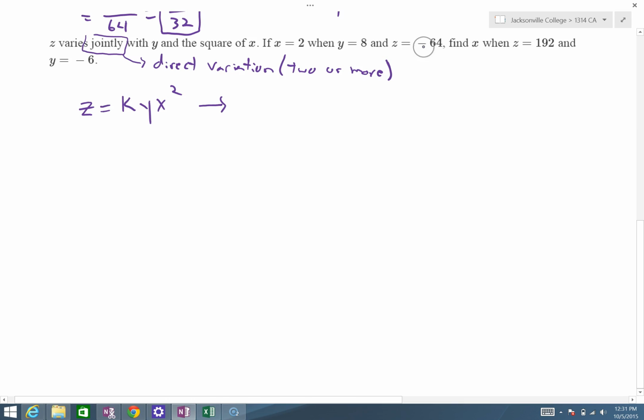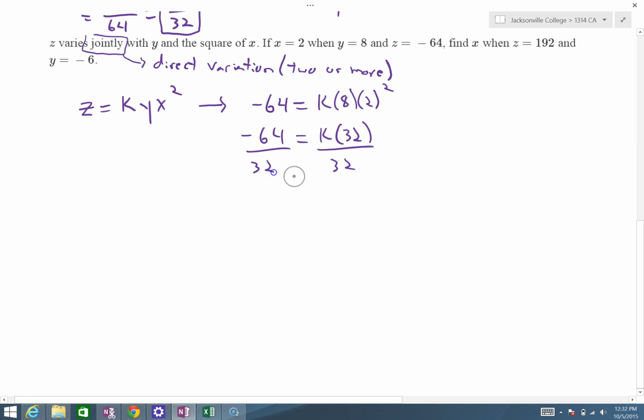It says z is -64. k I'm going to leave as a constant. y is 8. And x is 2. Okay. Now I can find my k. 2 squared is 4. 4 times 8 is 32. 32 times k is -64. So dividing by 32 on both sides, k is -2.